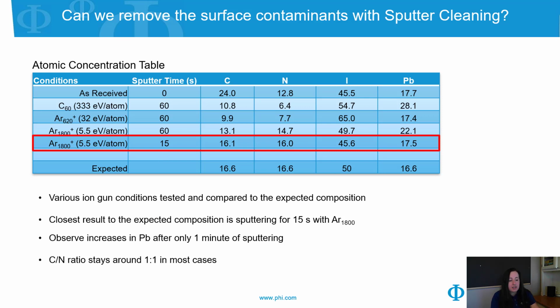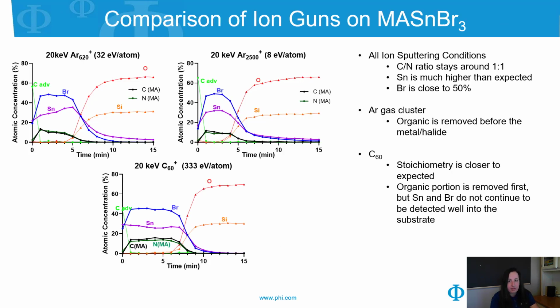So what we did is we again tried some different ion gun conditions. So that is what I've shown here. So in this one, we're looking at the methylammonium tin bromide perovskite. So it's well known that a monatomic argon does considerable damage to organic components. So we just focused on the cluster guns. So I have 2 different argon cluster sizes that I looked at, the argon 620 and a large cluster, argon 2500, as well as the C60.